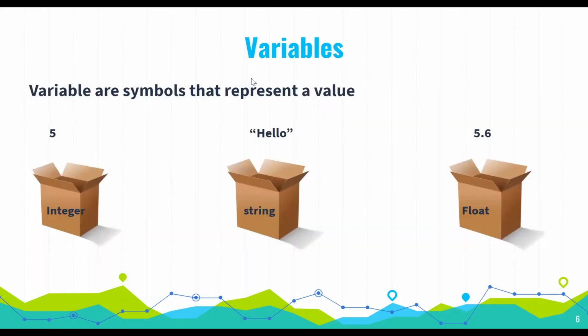So variables, what are variables? Variables are symbols that represent a value. Let's think of it like boxes. You have 3 boxes. This box is an integer and it contains the value 5. This box is a string and it contains hello. And this box is a float, which contains like 5.6. So think of it this way: the variable name is the name of the box, and the variable itself is what's in the box. If you guys have any questions, feel free to put them in the chat or speak out loud.